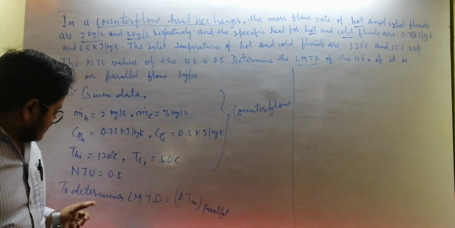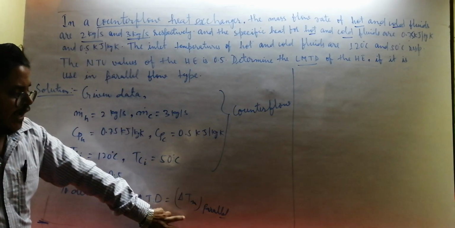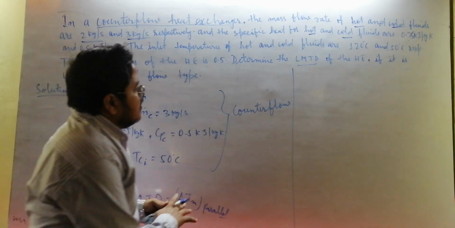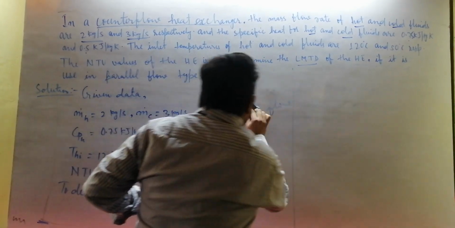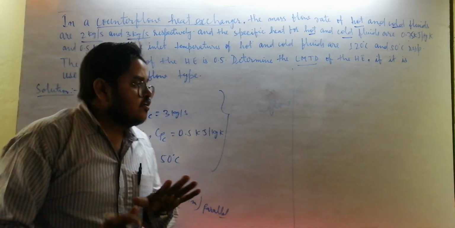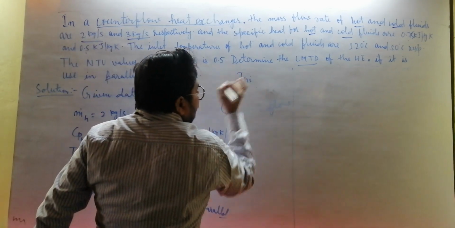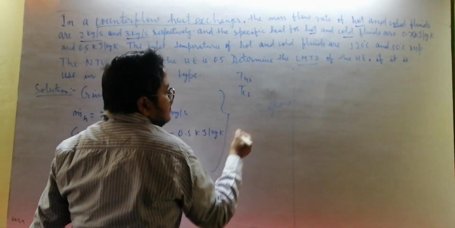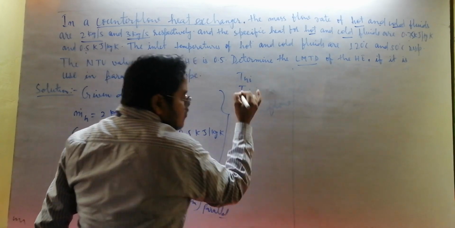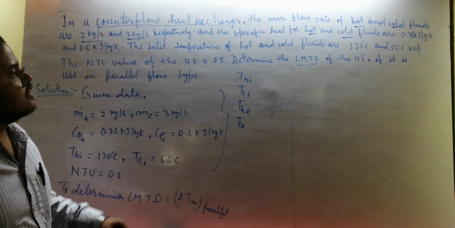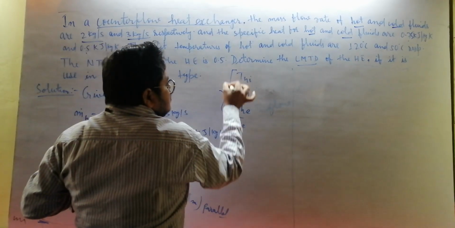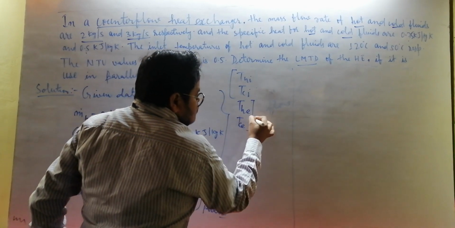For LMTD, whether the heat exchanger is of counterflow type or parallel flow type, we need all four temperatures: the inlet temperature of hot fluid, the inlet temperature of cold fluid, the exit temperature of hot fluid, and the exit temperature of cold fluid. But in this question only two temperatures are given, so I need the other two.